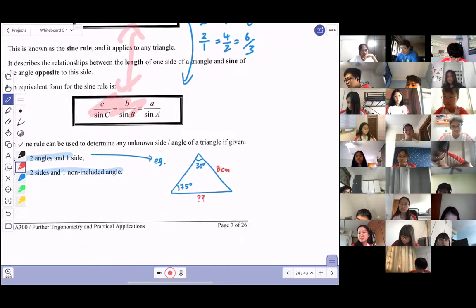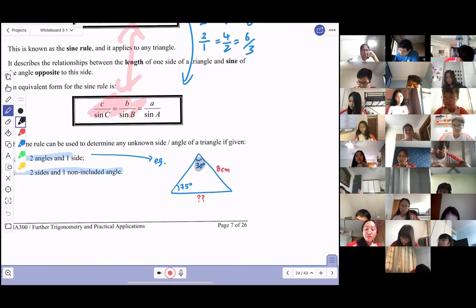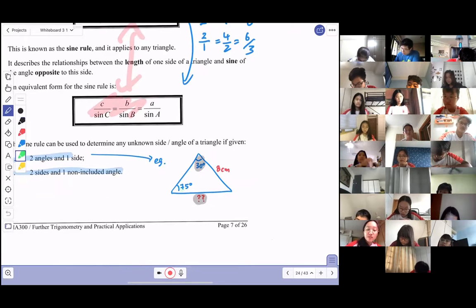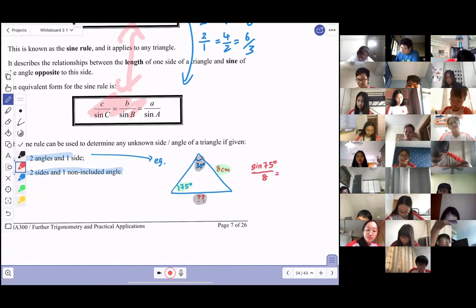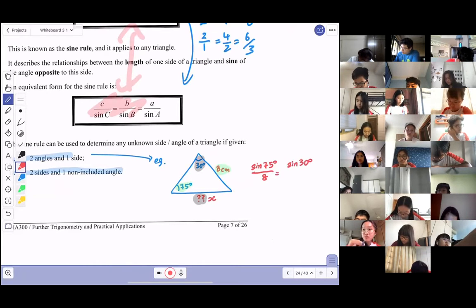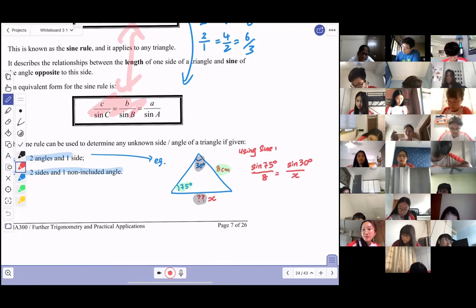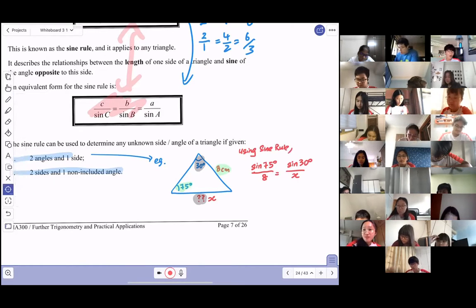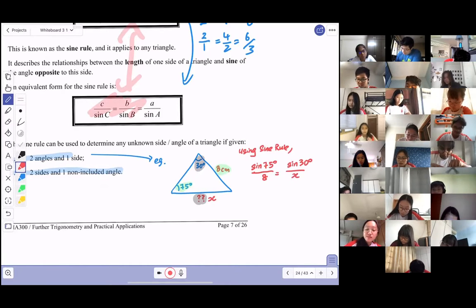I can easily say that these two are connected. These two have a relationship. The black color has a relationship, the green color has a relationship. So if I take sine 75 degrees over 8, that will be equal to, let me just call this x, sine 30 degrees over x. This is using the sine rule. So straight away you can see in this example, given two angles and one side, I can find the missing side.